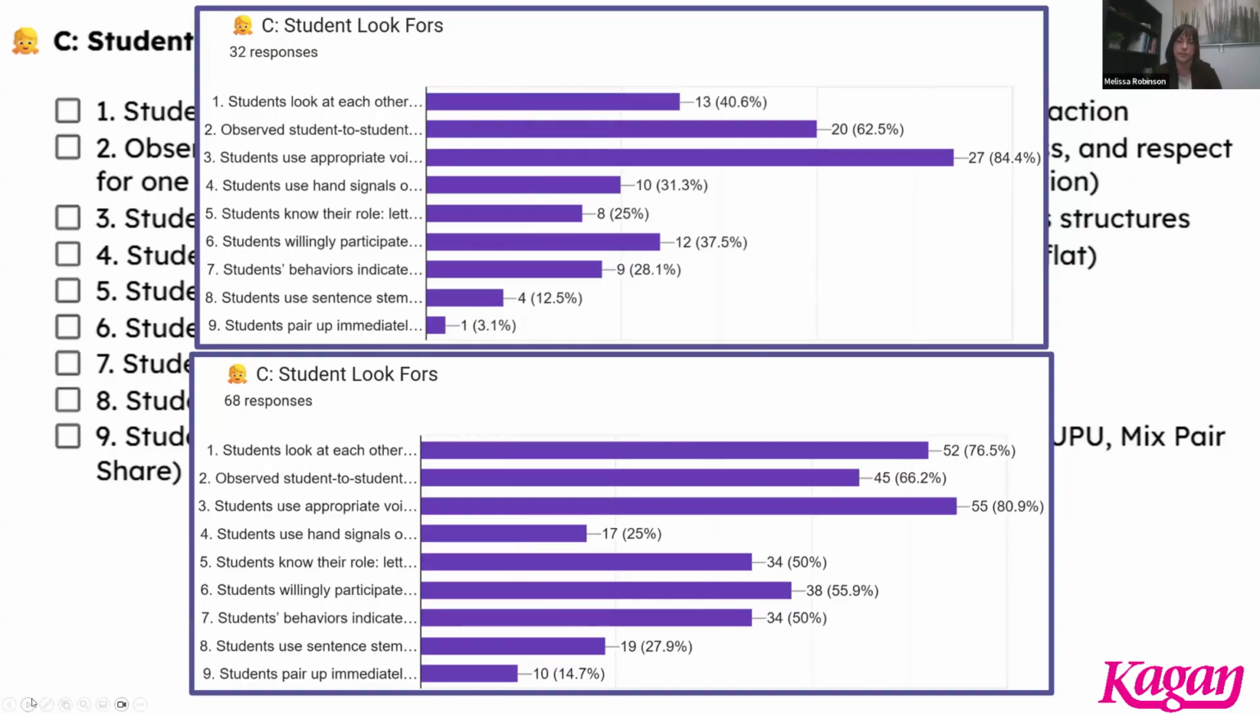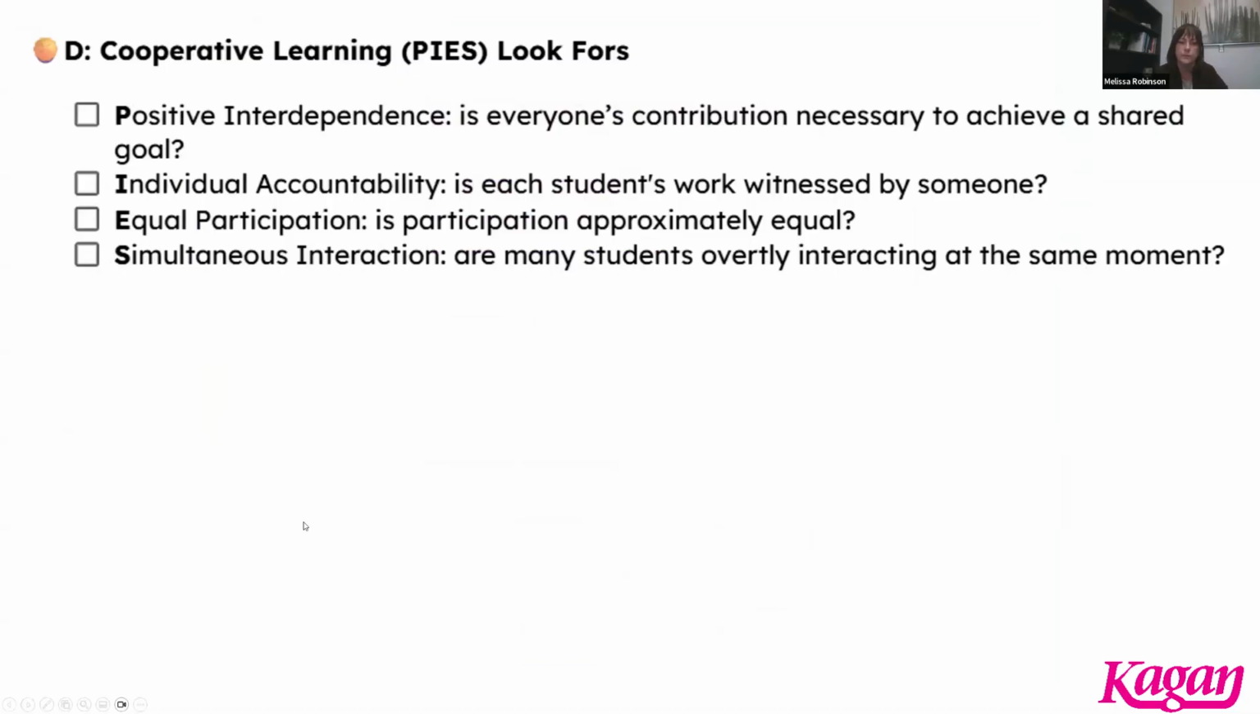And then we have one more section left of the Look Force tool. And this one was really important to us, even though it is a little bit less measurable or discrete. But we know that it's at the heart of where we need to move to with true implementation of the structures. It's not just doing the structure, it's really getting these pieces in, which is the difference between group work and truly cooperative learning. And so this is just PIES written out.